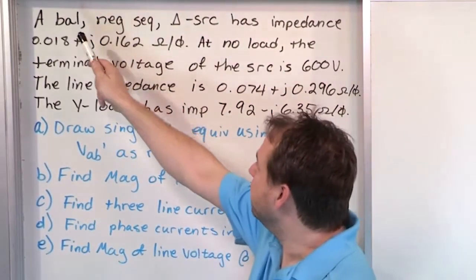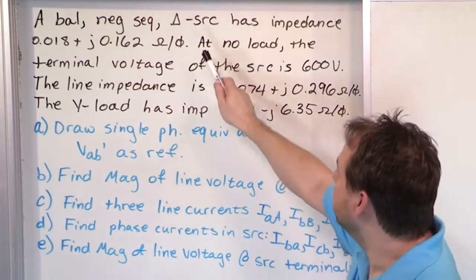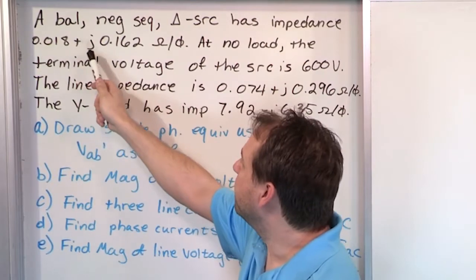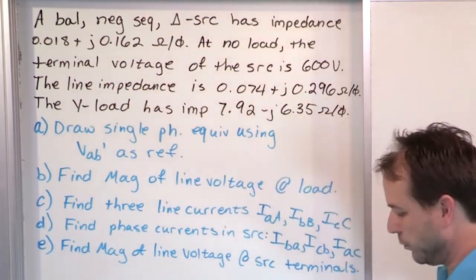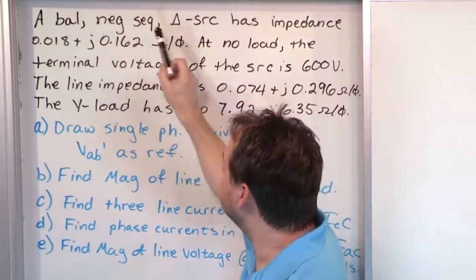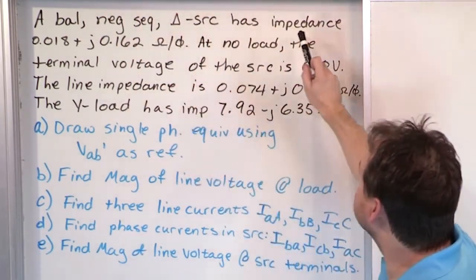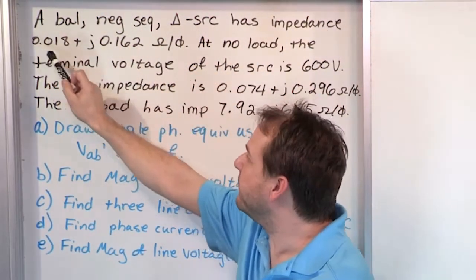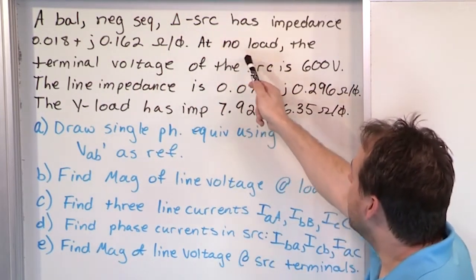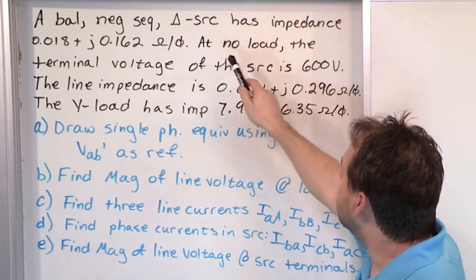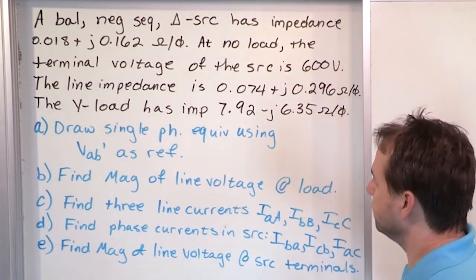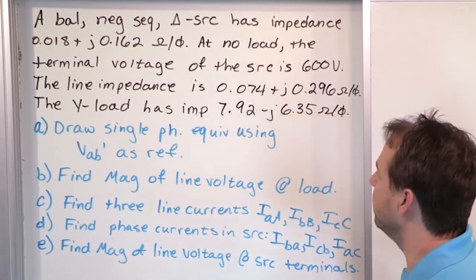We have a balanced negative sequence circuit. It's a delta source, and it has an impedance of 0.018 plus j0.162 ohms per phase. So this is all talking about the source. The delta source is a balanced negative sequence source, and the source impedance is what's given here in each leg of that delta. And then it says at no load, the terminal voltage of the source is 600 volts. Okay, so that's a piece of information.